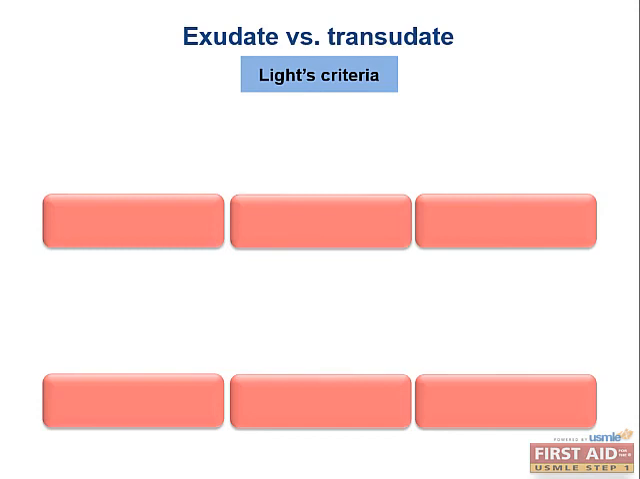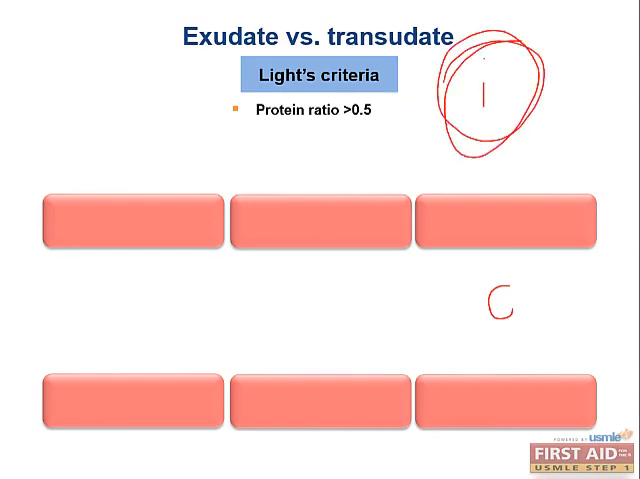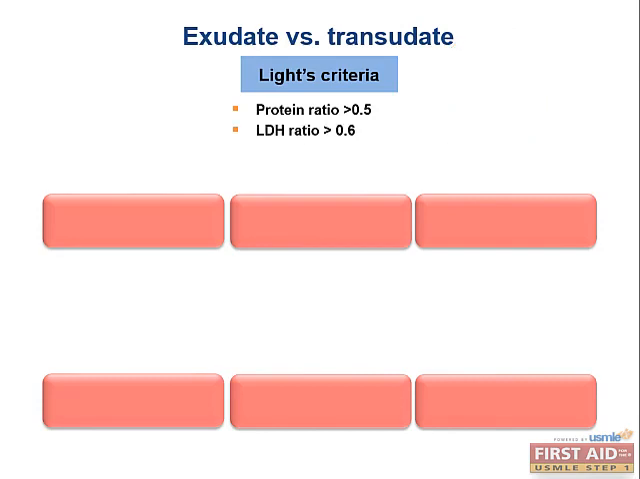So what you do is you compare the fluid collection that's in the interstitium to the fluid in your capillary, and you set up ratios. The first one is a protein ratio greater than 0.5, comparing the protein in the interstitium to the protein in the capillary. If that's greater than 0.5, you have an exudate, because there's a lot of protein in here, more consistent with an exudate. The second is the LDH ratio, LDH being an enzyme, and if that's greater than 0.6, then you have an exudate.